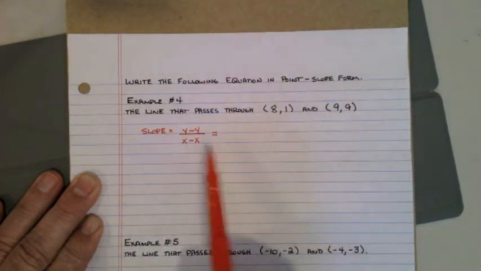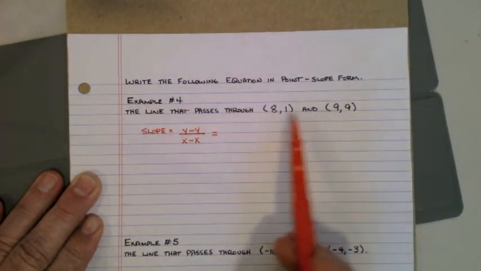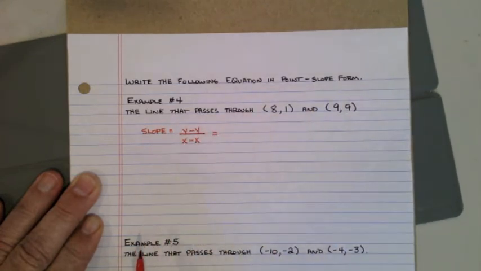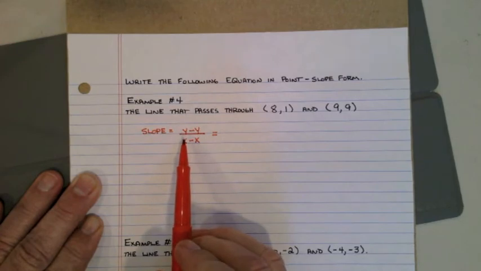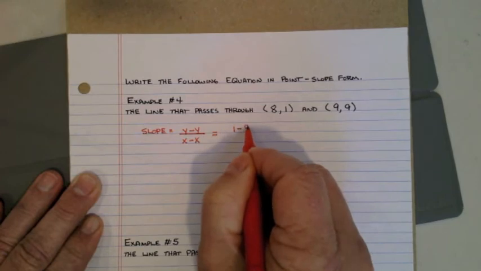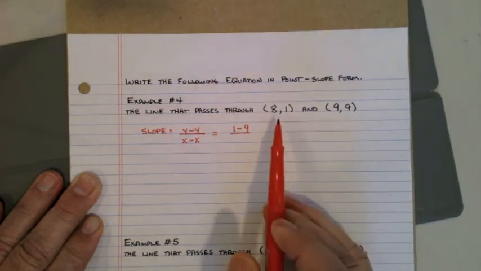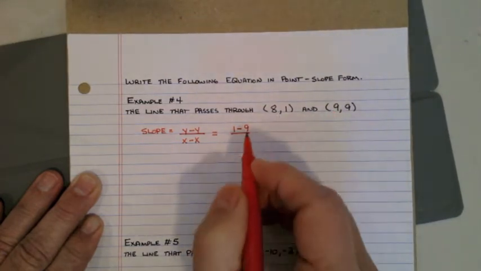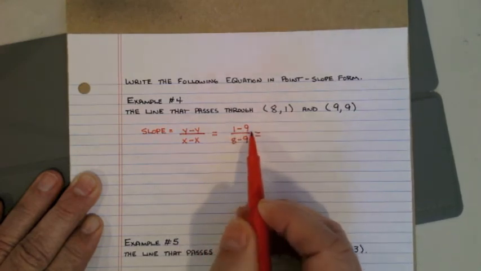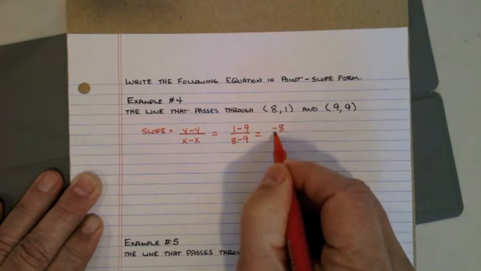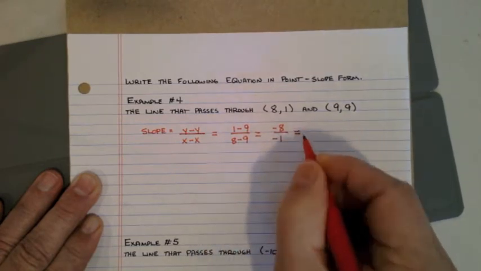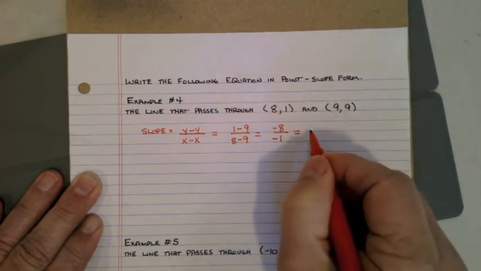So what we're going to do is when they don't give us the slope, but they give us 2 points, we have the ability to figure out what the slope is. I take my y's and I subtract them. That's 1 minus 9. I'm going to take my x's and subtract them. 8 minus 9. 1 minus 9, negative 8. 8 minus 9, negative 1. A negative divided by a negative is a positive.